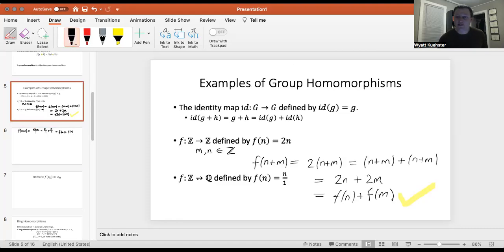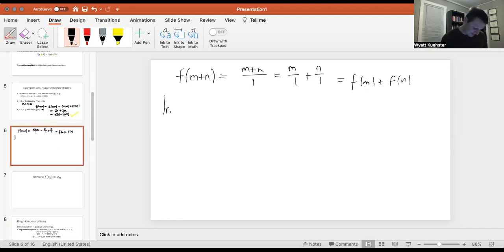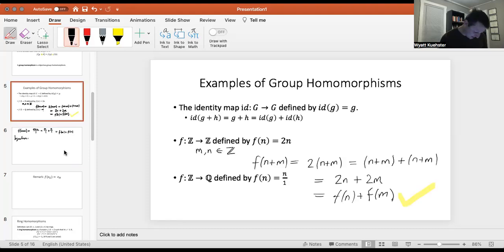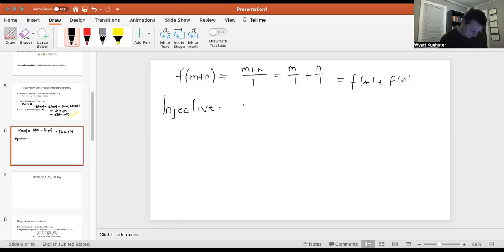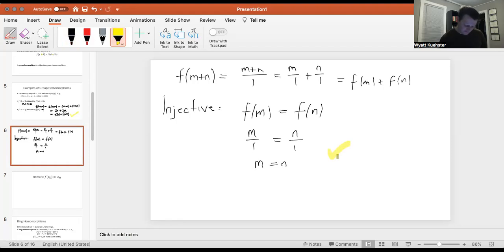This is an injective group homomorphism, but it's not surjective. So let's check that it's injective, just for fun, because we haven't checked that anything's injective yet. So suppose f of m equals f of n. That means that m over 1 equals n over 1. Multiply by 1 on both sides, it means that m equals n. So it's definitely injective, but it's not surjective.